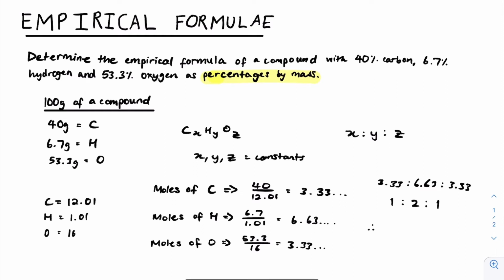Hence, the empirical formula is C1H2O1, but we're going to represent that as CH2O. In this case, the empirical formula is basically that of glucose, but we can't be sure what compound it is specifically, because the empirical formula can denote a wide range of compounds. CH2O could denote the empirical formula of C4H8O4 or C6H12O6. Whatever has the ratio 1 to 2 to 1 will have the empirical formula CH2O. So this is our answer.